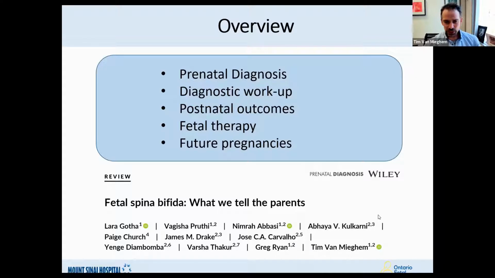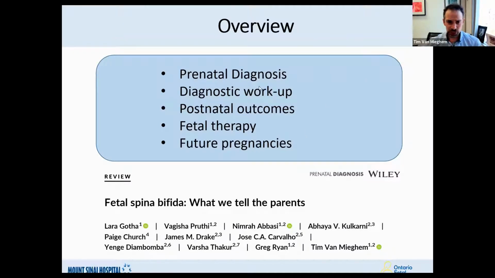And the layout of this talk will basically follow a little bit what we described in a recent article that we published in Prenatal Diagnosis in the What We Tell the Parents series. And for those of you who know Prenatal Diagnosis, who know the journal, and who follow this series, this is basically a series of articles that really go back to the basics of some fetal conditions and describe a little bit how to counsel parents from a very practical perspective. So for those of you who don't know this, please look out for it. There's articles on spina bifida, but also on abdominal wall defects and a whole bunch of other conditions.